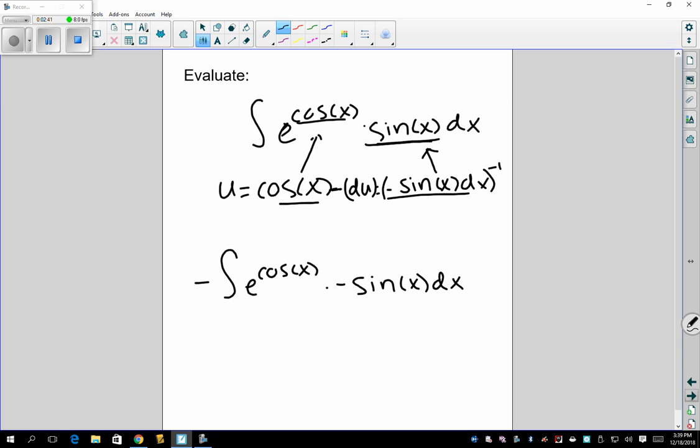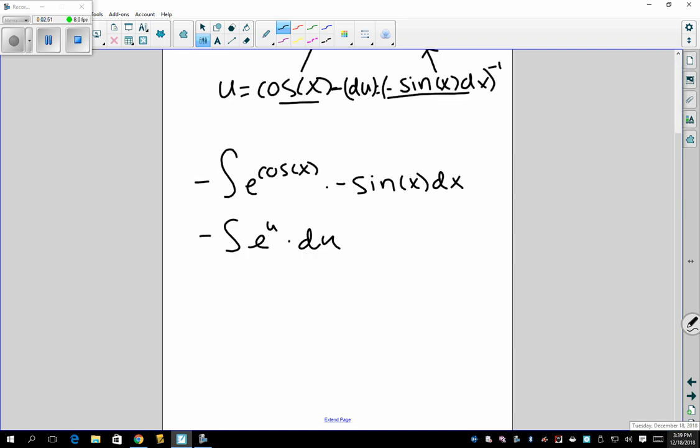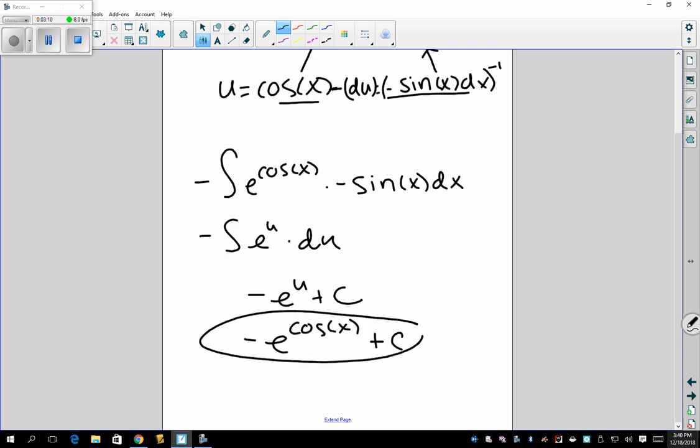So now I can rewrite this integrand in terms of u and du. I rewrite this as negative e to the u du, and I can integrate that. The integral of negative e to the u, or the negative integral of e to the u du, is just negative e to the u plus c, and then all I do is sub back in whatever is my u. Since cosine x was my u, I sub that back in, and I get that antiderivative.